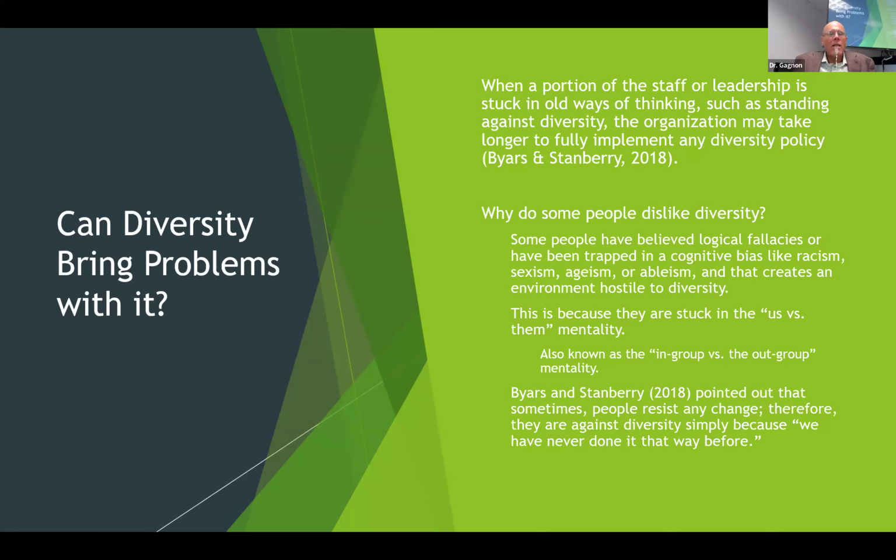So there are genetics to this, but we can learn and our brain will adapt. In other words, we can grow past disliking diversity. We can grow past racism. We can go past all these isms. But we have got to be willing to confront the problems ourselves.